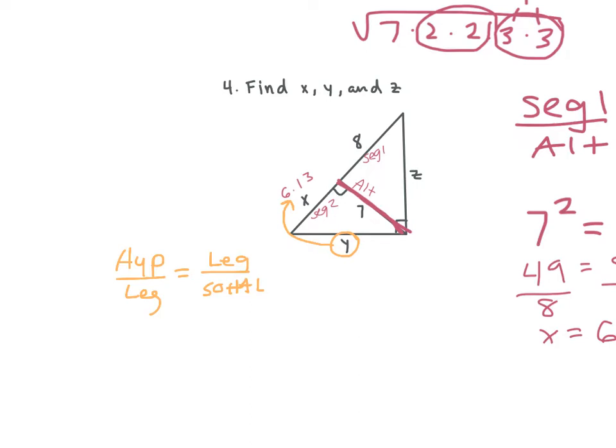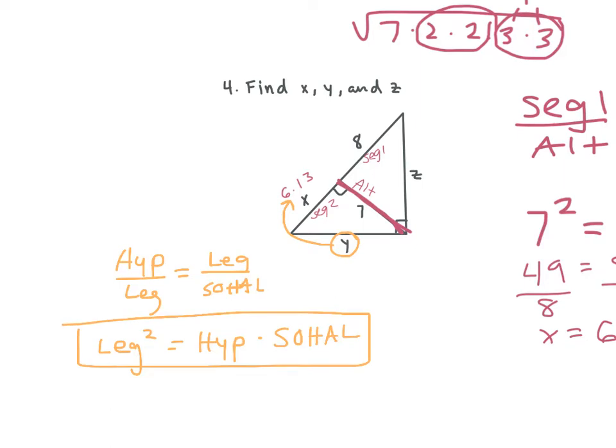If we put this proportion into equation form, it would be leg squared is equal to the hypotenuse times the segment. So you guys need to remember this formula too. The two important formulas are this one and the altitude one.